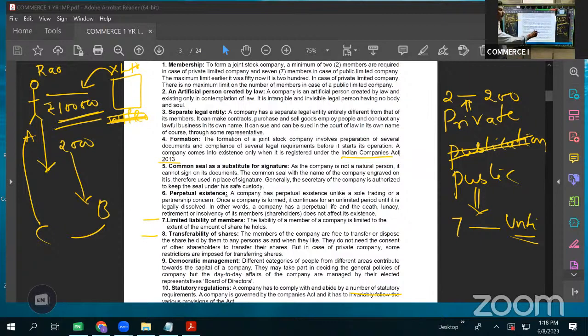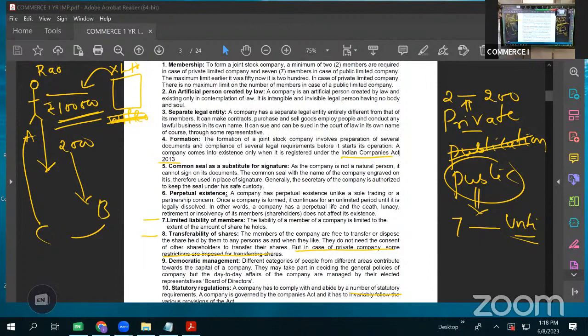So this can happen only in case of a public company. In case of a private company, there are some restrictions imposed for transferring shares. Though it is not impossible, there are certain restrictions in case of a private company.